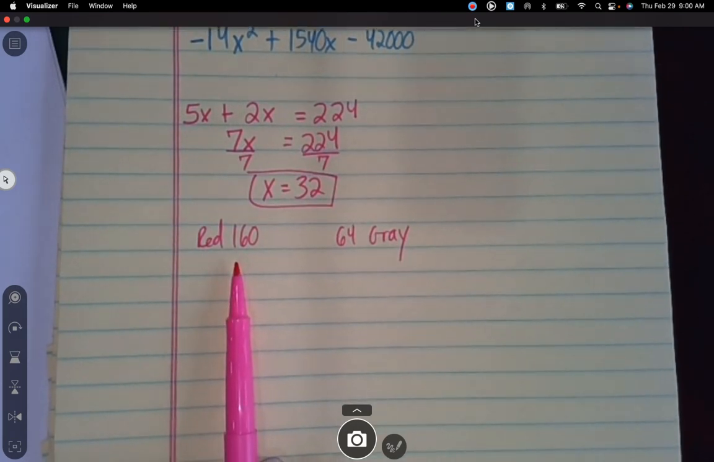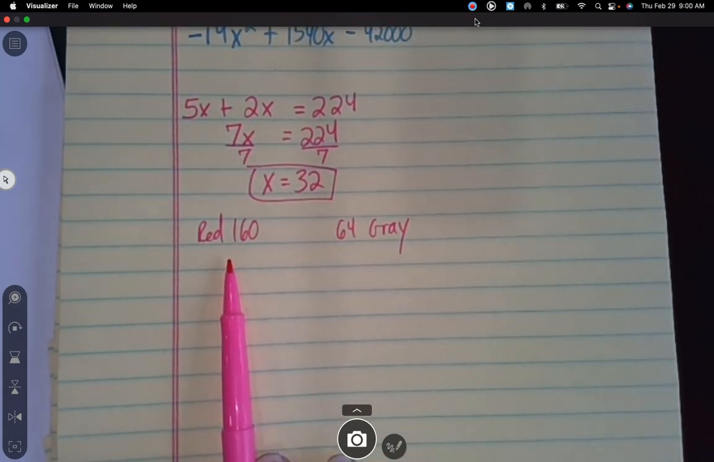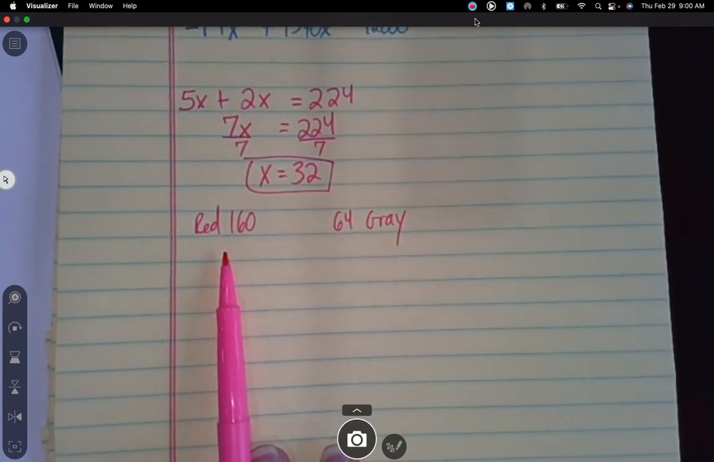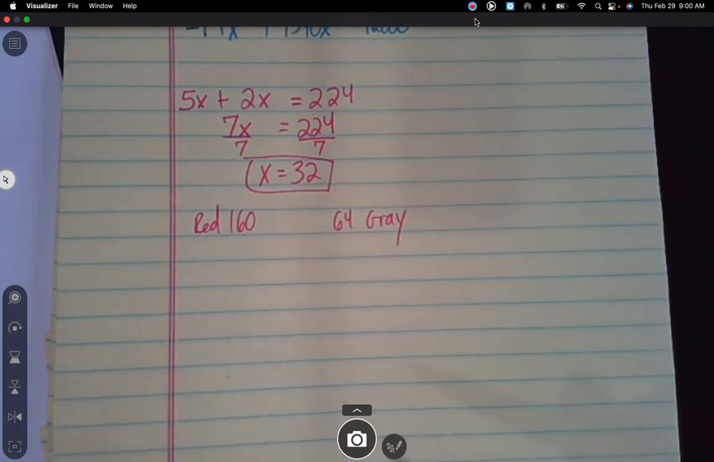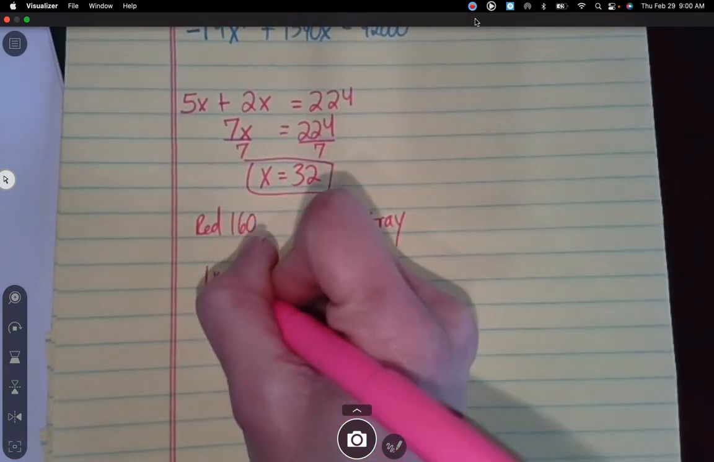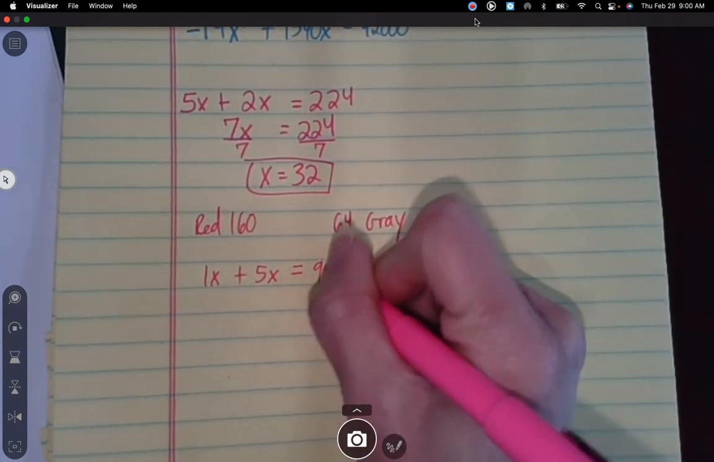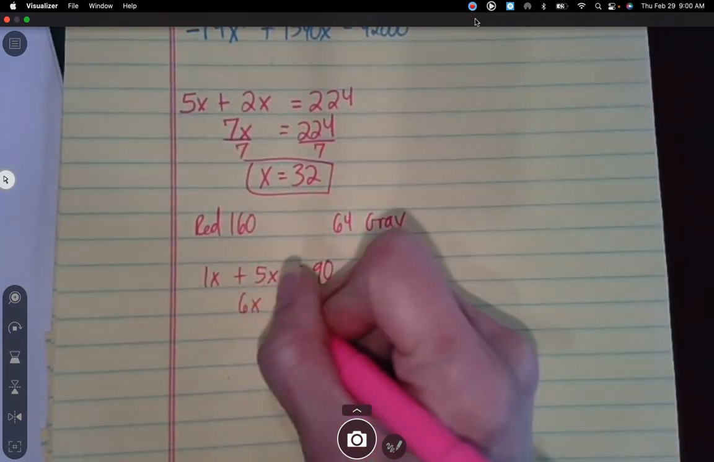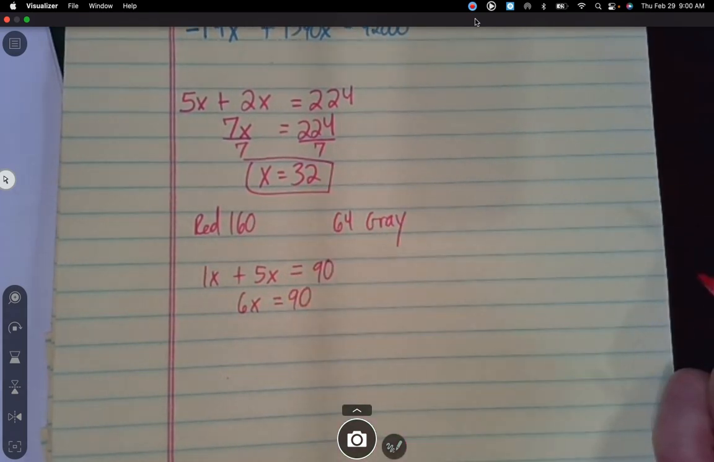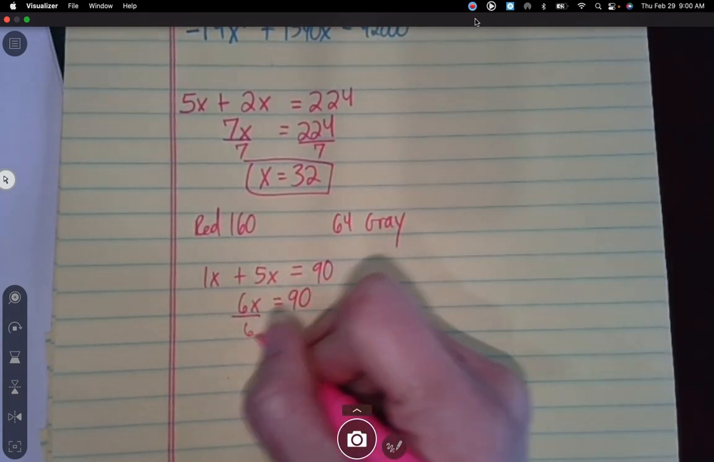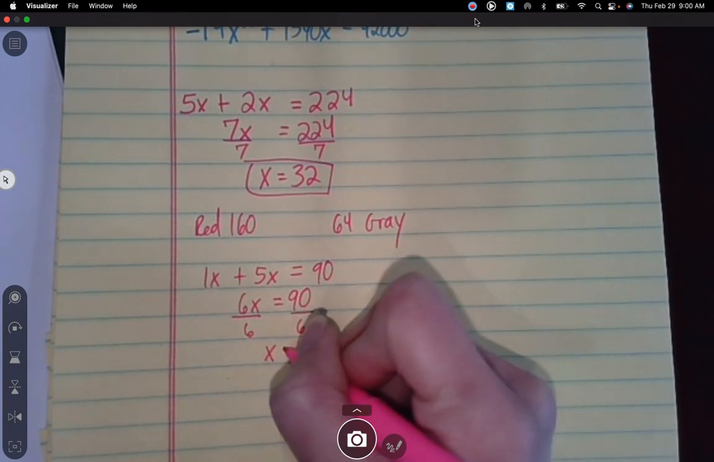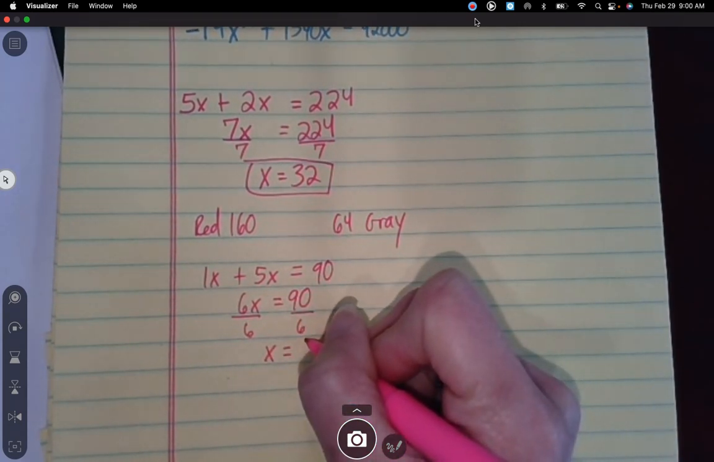You have to go back and plug it in. There's several of these, probably. So it's the same thing. Like the next one, what's our ratio we're going to use? 1 to 5. So I'm going to put 1x and 5x. And what do complementary angles add to? 90. So you get 6x equals 90. Divide by 6. And x is 15.